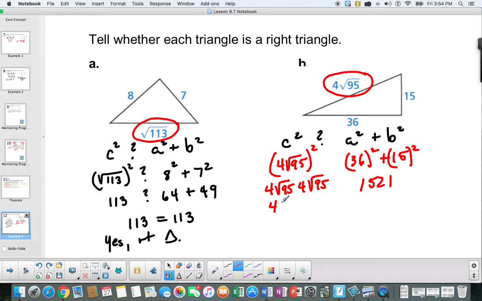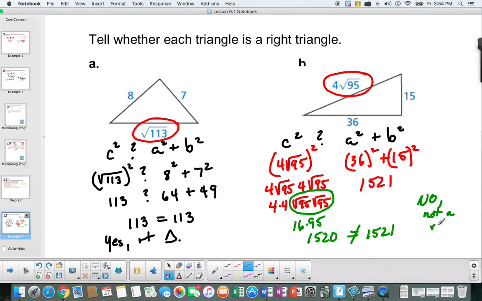Okay, so now I've got to continue working here. I'm going to rearrange the 4's in the front and the root 95's in the back. Now I know that when I multiply these 2 together, even if you put it in the calculator, you're going to find the answer is 95, because root 95 times root 95 is just 95. And then 4 times 4 is 16. So let me put that in the calculator. That answer is 1520, and remember the other side is 1521. These are not equal to each other, so the answer is no, not a right triangle.